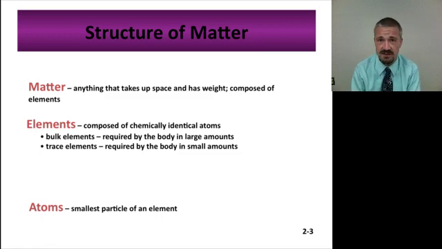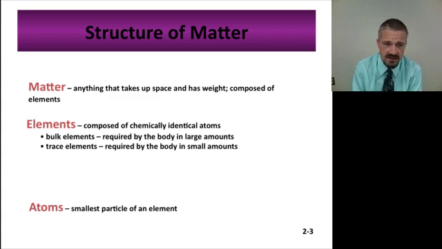Technically, I don't think this definition is 100% correct. It has weight if it's in a gravitational field, such as on the planet. So yeah, we would have weight here. But if I sent you up in space, you would not have weight, but you would still be made up of matter because you take up space. So not the best definition in the world.